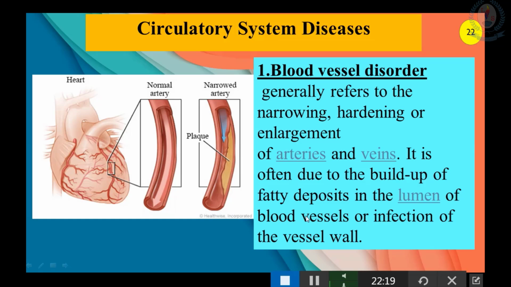Circulatory system diseases. Now we will look into the diseases related to the circulatory system. The first type is blood vessel disorders. Generally, these are referred to as narrowing, hardening or enlargement of arteries and veins. It is often due to the buildup of fatty deposits inside the lumen of blood vessels or infection of vessel walls.